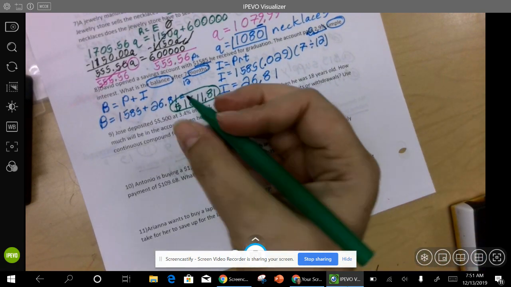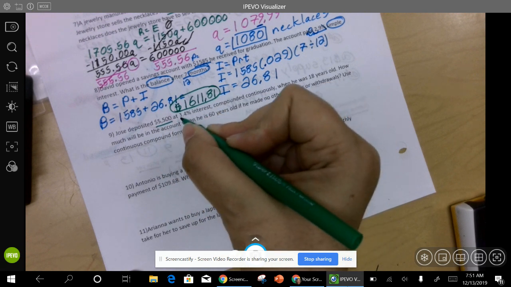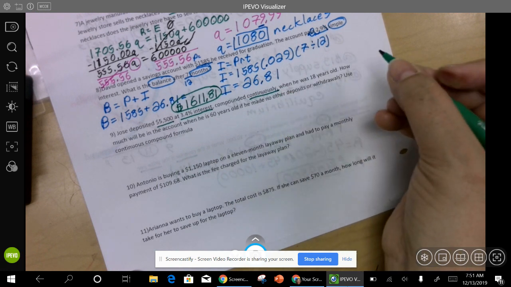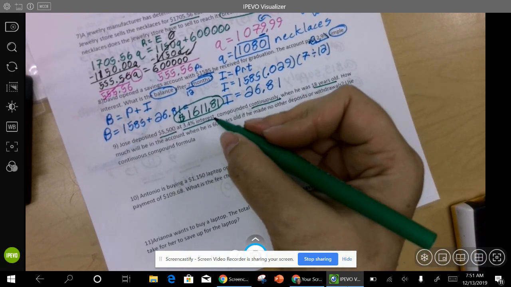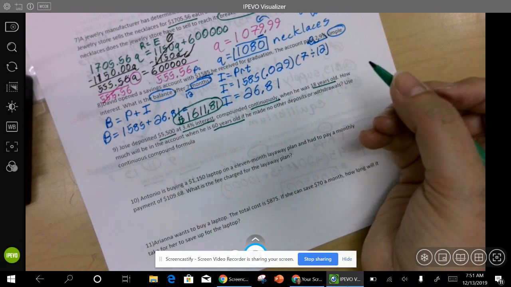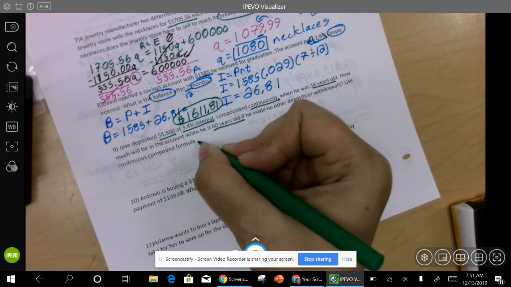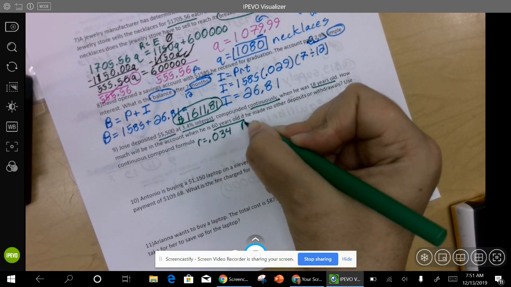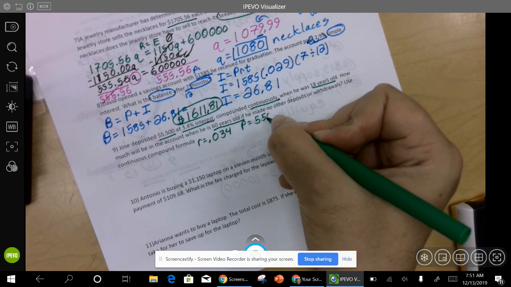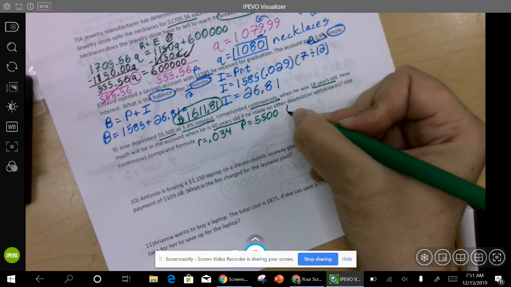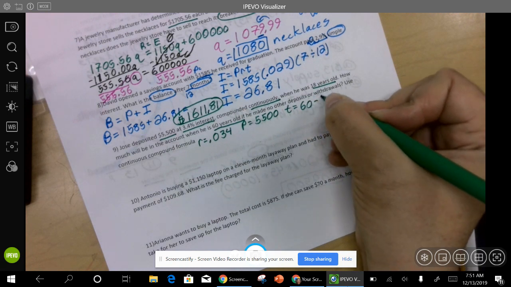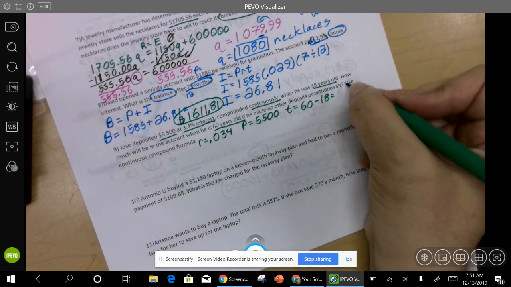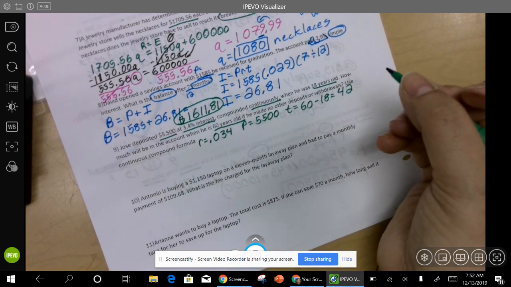Okay, so it says Jose deposited $5,500 at 3.4% interest, compounded continuously when he was 18 years old. How much will be in the account when he's 60? He made no other deposits or withdrawals. Okay, so the rate, everybody remember, is going to be 0.034. Okay, principal is 5,500. The time is going to be 60 minus 18. So 42 years. So we're just looking ahead 42 years.